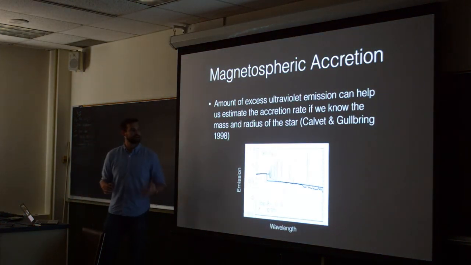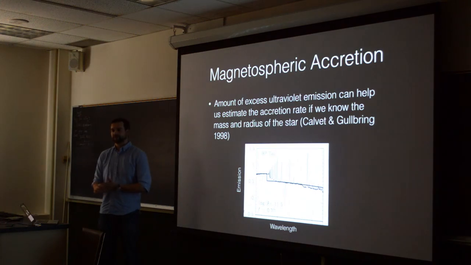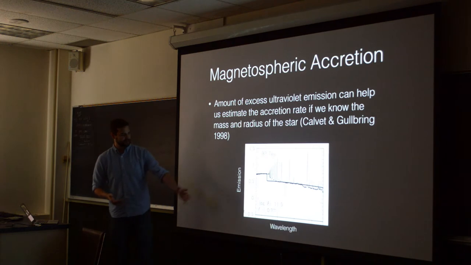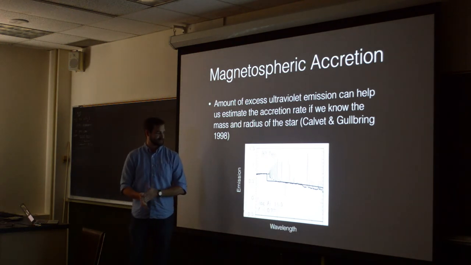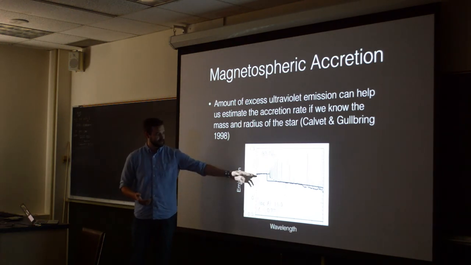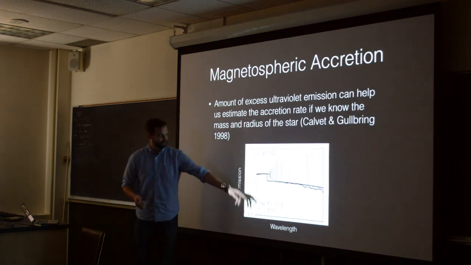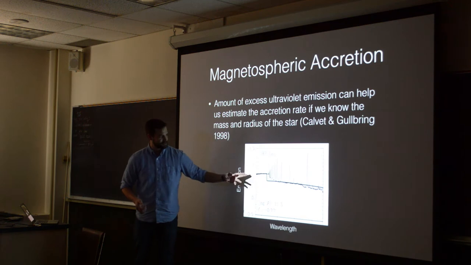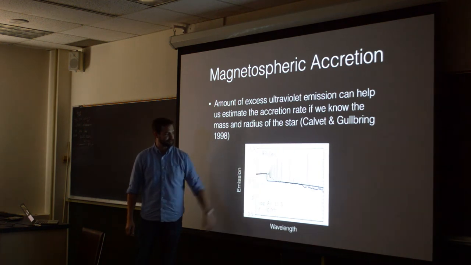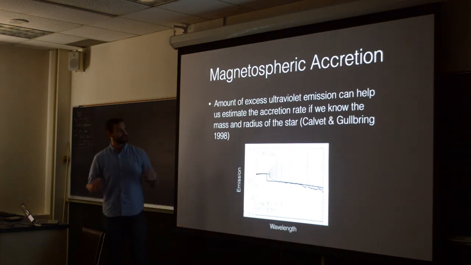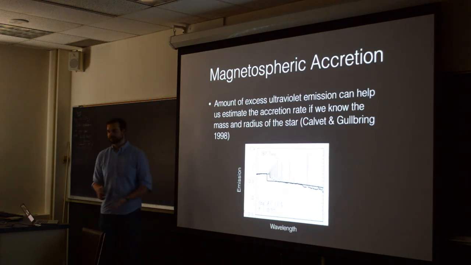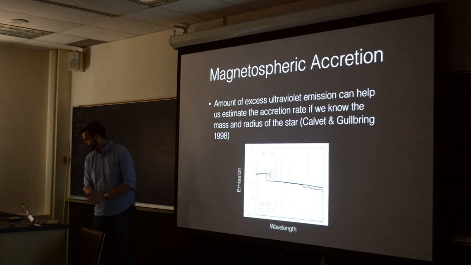Young stars that are actively accreting material give off an excess amount of ultraviolet light. And this is a sample spectrum chart here of a young star. This solid line here is the model. And you can see from this over here is ultraviolet light. So you can see an excess of ultraviolet light. And we can actually detect that light and use that to help us estimate the accretion rate of that star if we know the mass and radius, which we do for the stars we're looking at.